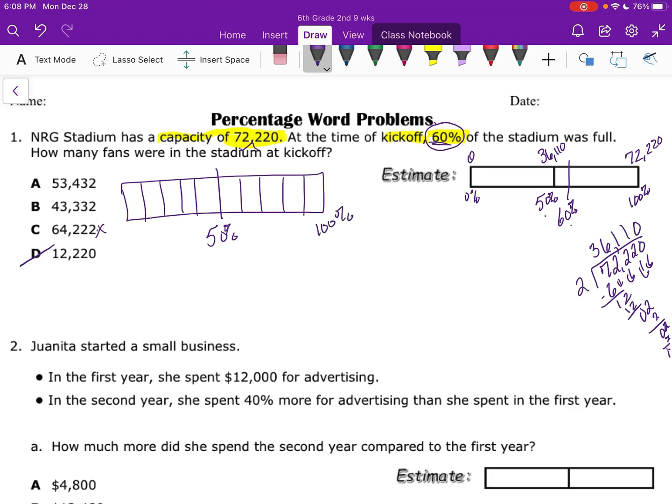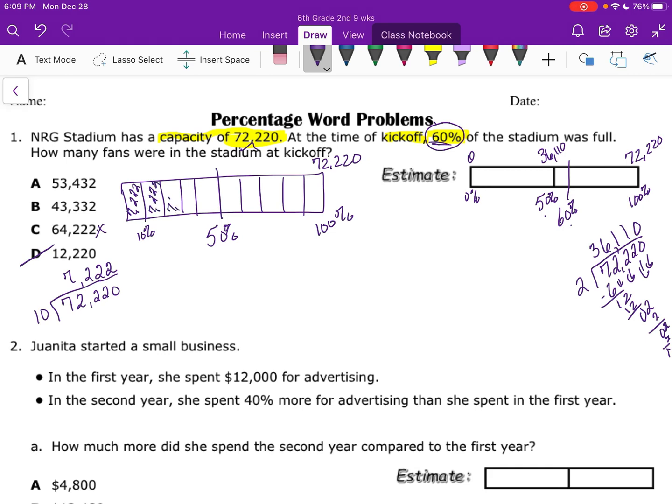Okay, we already know that 100% is 72,220. And we need to figure out what is 10%. So to do that, if you don't know the shortcut, you're going to have to divide by 10. Okay, and the shortcut is you just take that 0 off. Well, you're actually moving the decimal 1 place to the left because you're dividing.